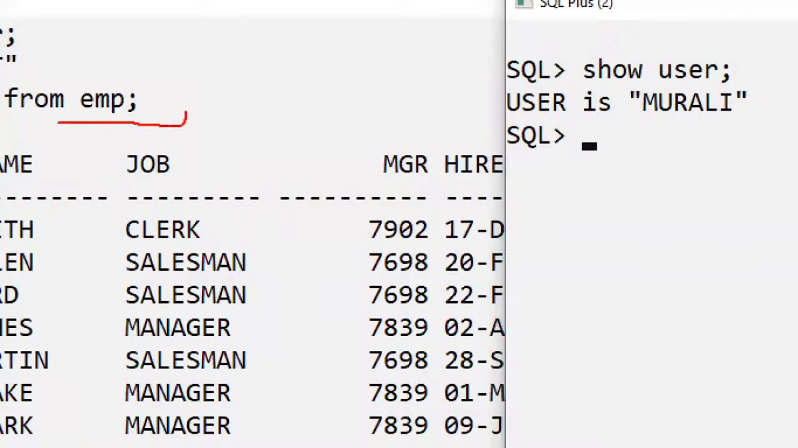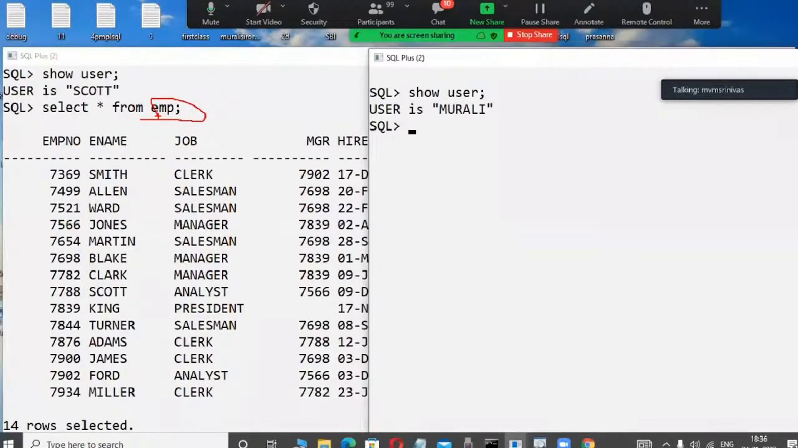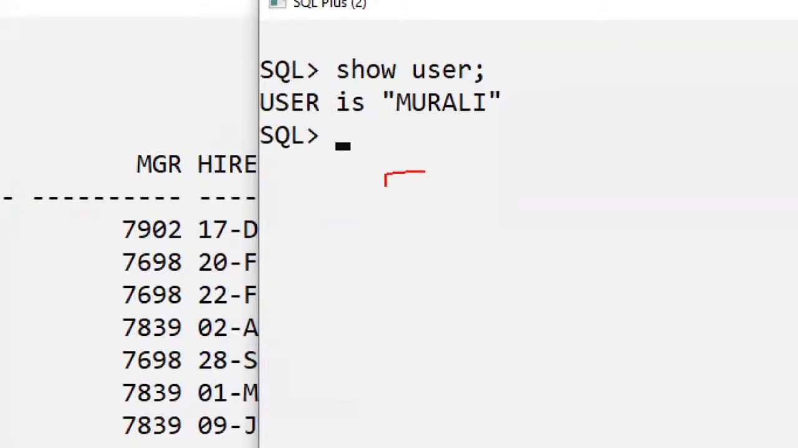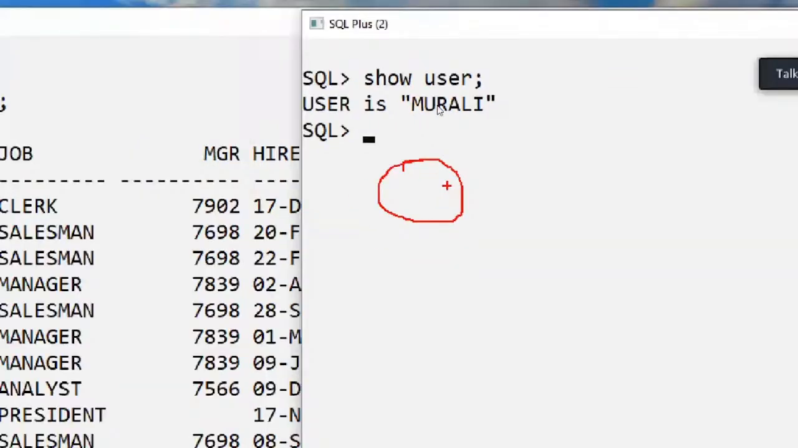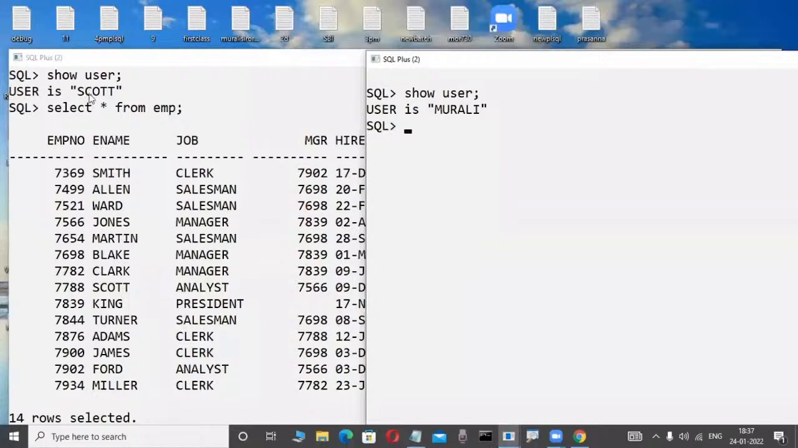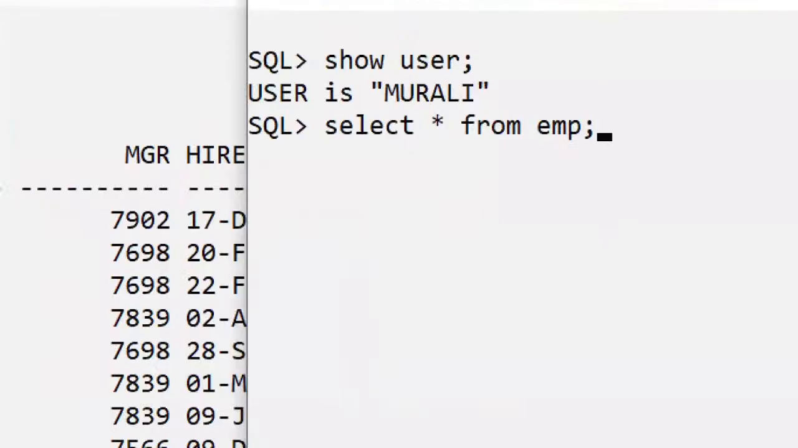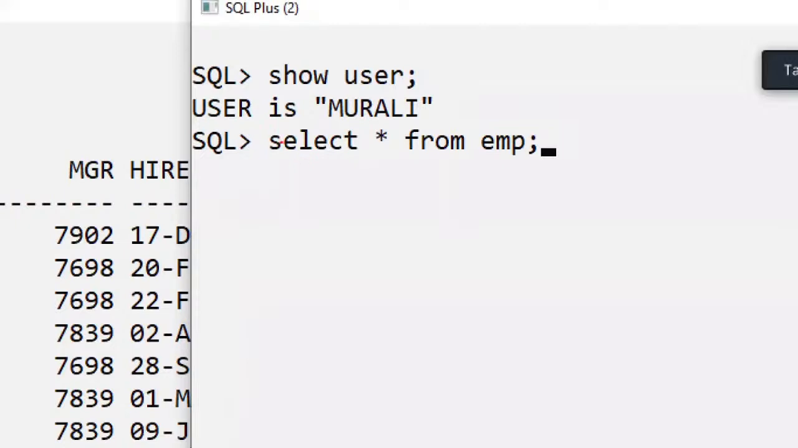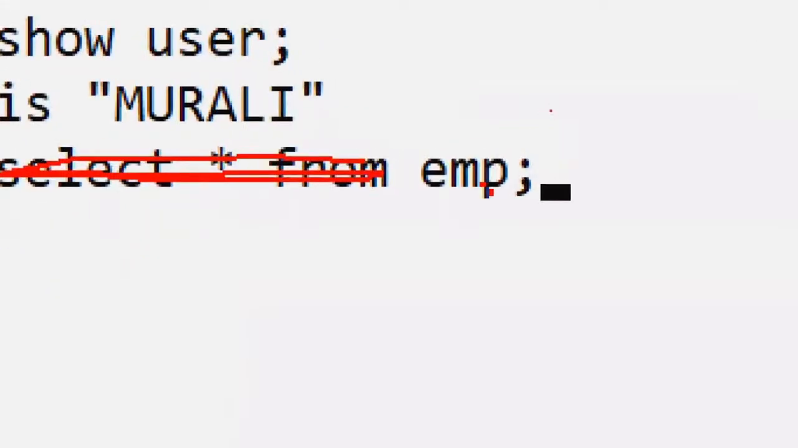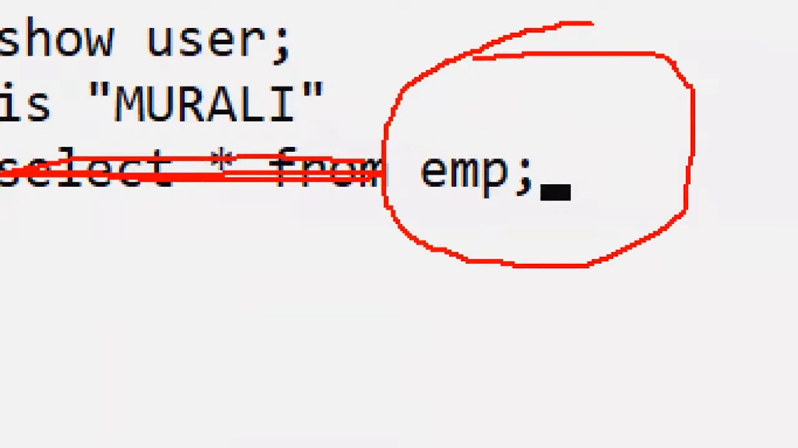The employee has which table? The EMP table is there, with employee details. Murali does not have this EMP table, for example. Now this Murali user uses some commands on this Scott user table. SQL language is there in future, for example, select star from EMP. In the Murali user, this table is not there, but he is typing some command only. Don't worry about this SQL command in future. Select star from table name EMP. Murali user is typing only.